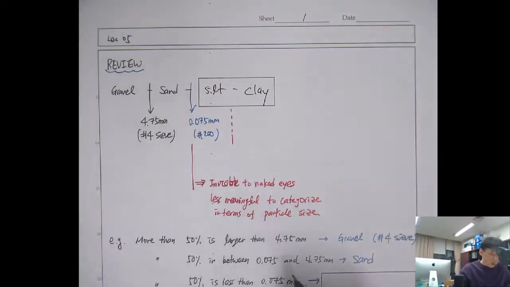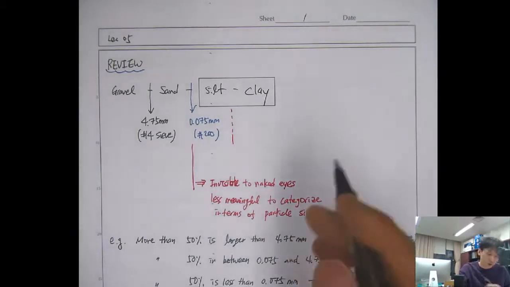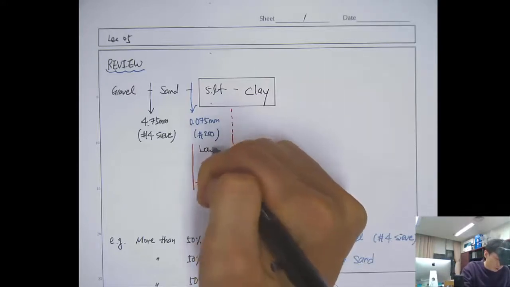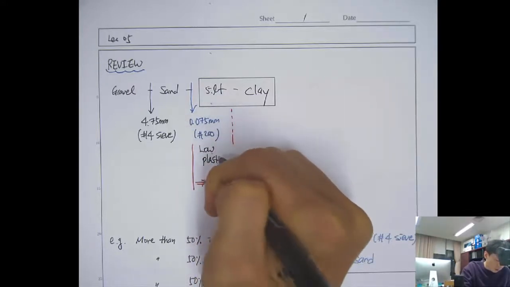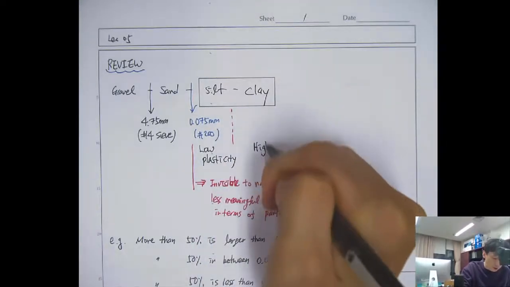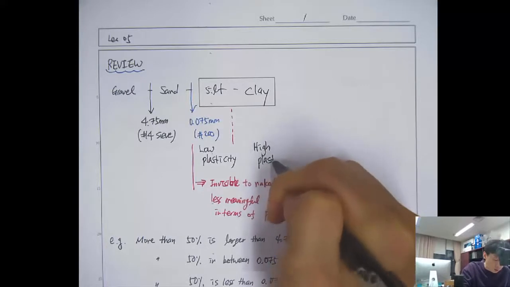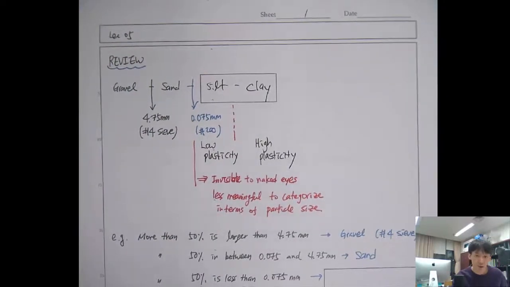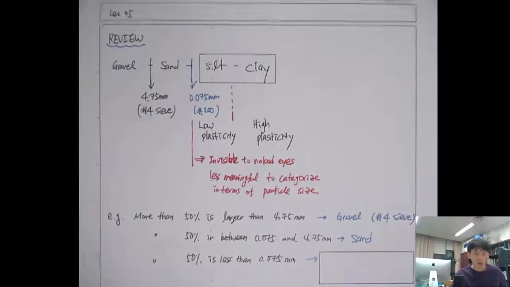So in fine grain soil, when you differentiate the silt from clay, you have to look at the plasticity. Silt has very low plasticity, and clay has high plasticity. And this is a very important difference between silt and clay. So then what is plasticity?